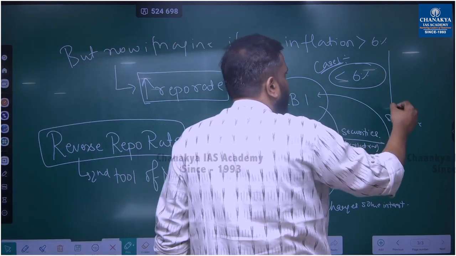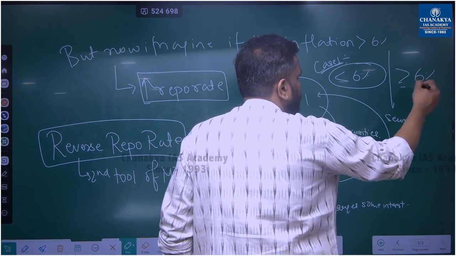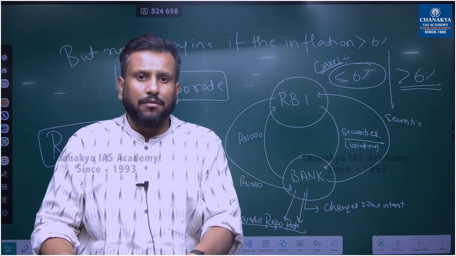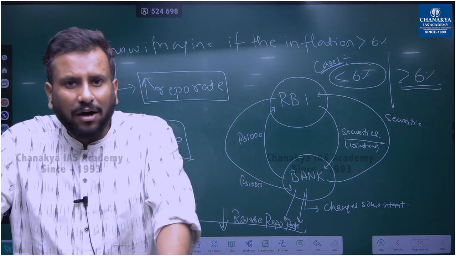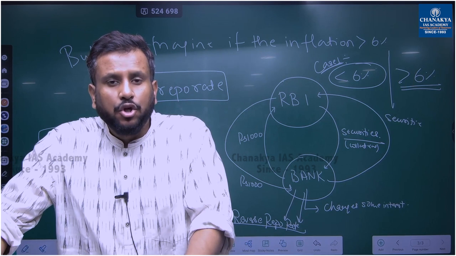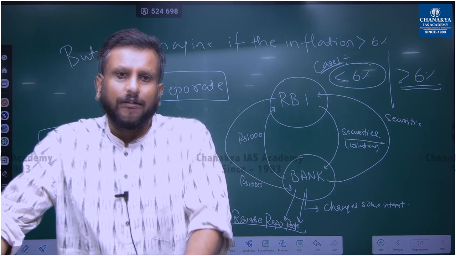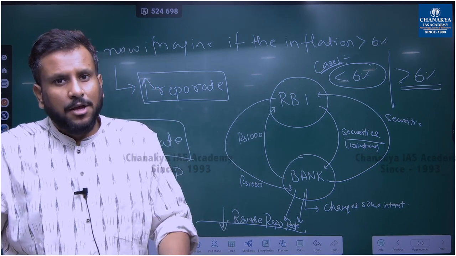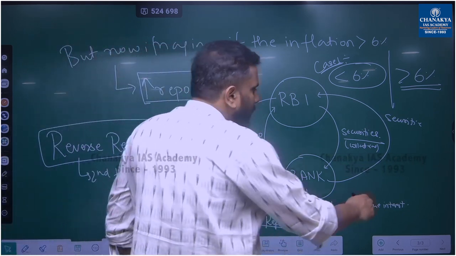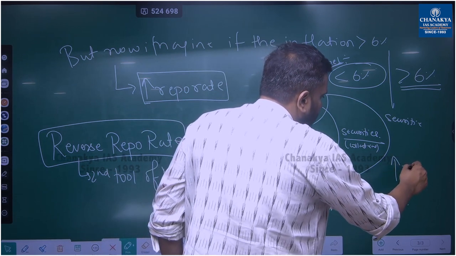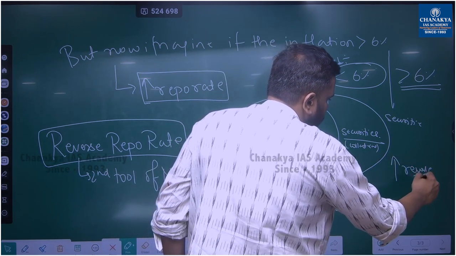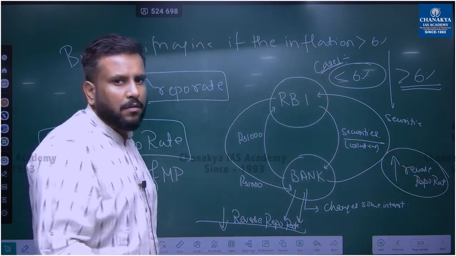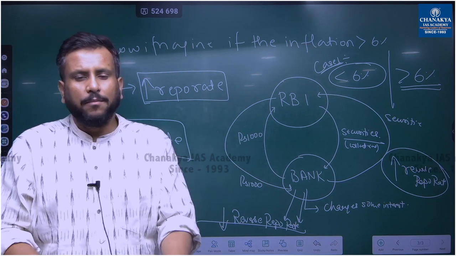Now, if the inflation is greater than 6%, so in that case, what will the RBI Monetary Policy Committee want? It will want that banks should not lend money to the public. Rather, banks should deposit more and more money to the RBI. So in that case, the RBI Monetary Policy Committee will raise the reverse repo rate.